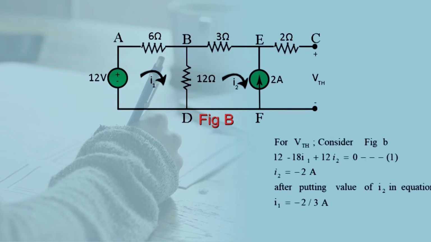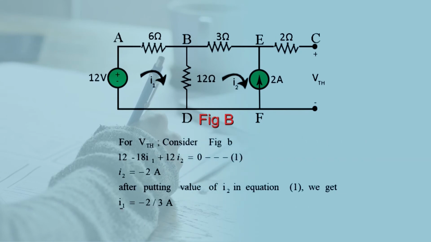Now because you have to find out the value of the maximum power transfer also, what is the formula of the maximum power transfer? Pmax is equal to Vth square upon 4RL. So you have already calculated the value of the load resistance. Now you have to calculate the Thevenin voltage across the two terminals, that is between C and F. This voltage will be called the Thevenin voltage. So now you can calculate the Thevenin voltage.